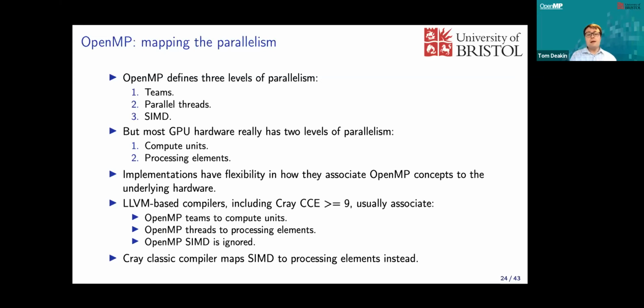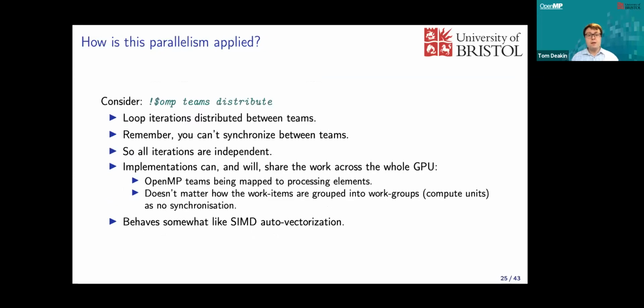The Cray classic compiler, which is what the Fortran is based on, tends to map the SIMD instead to the processing elements. That's instead of the OpenMP threads to processing elements. But this is changing over time. And as their compiler is going to be moving more and more LLVM based, we'll find that we'll be reverting to the teams and threads approach with that. So let's consider this when we look at the teams distribute construct.